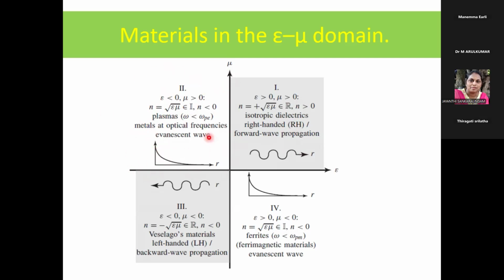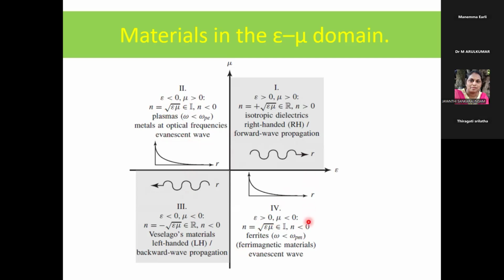Those types of metals are also described by the plasma frequencies. They have epsilon negative and mu greater than 0. This is one type of material which exists in nature. The next one is where you have epsilon positive and mu negative.